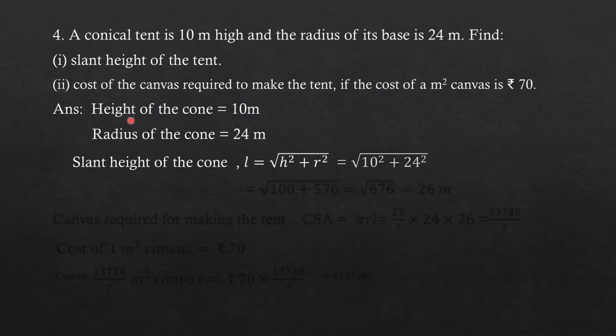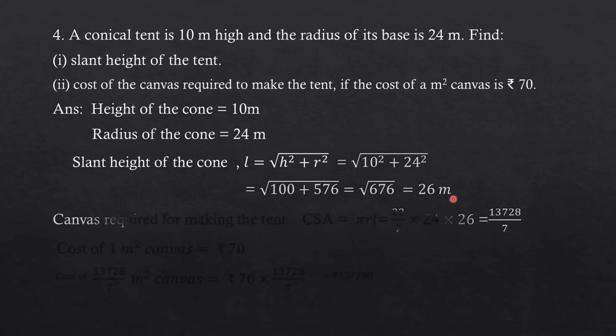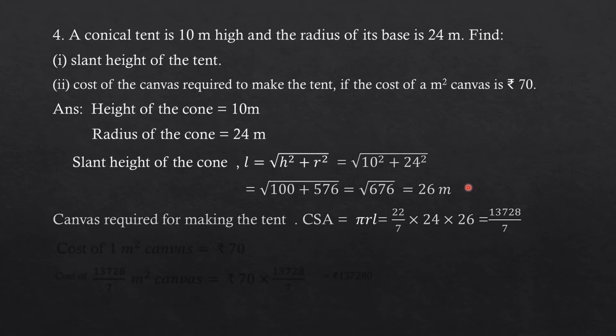We are given height of the cone is 10 meter and radius of the cone is 24 meter. Therefore, we can find slant height of the cone l is equal to square root of h square plus r square, which is equal to square root of 10 square plus 24 square, which is square root of 100 plus 576, equal to square root of 676, and it is 26 meter.